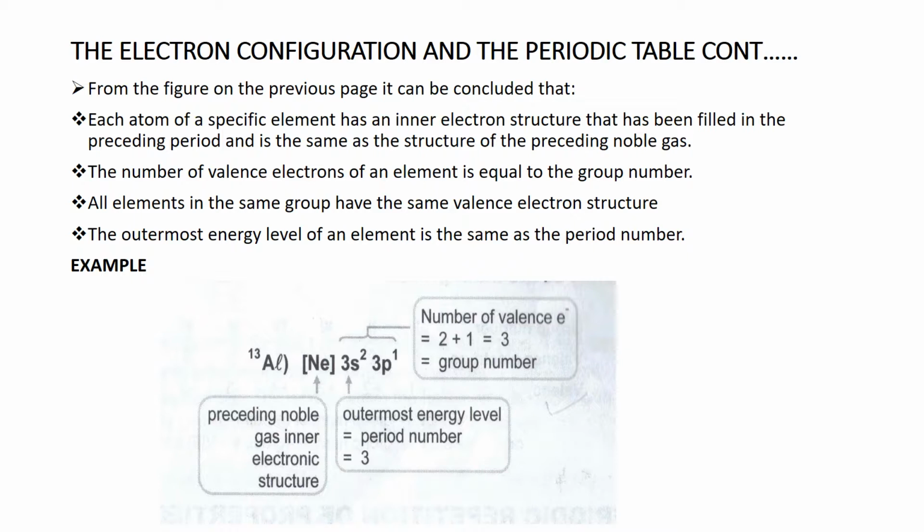And then looking at aluminium, it is in group 13 or group 3. So it has 3 valence electrons. So in its outermost energy level, it should have 3 electrons. So for 3s, we have 2 electrons because we know that the s orbital can only carry a maximum of 2 electrons, and 3p will carry the other electrons since there are 3 valence electrons.